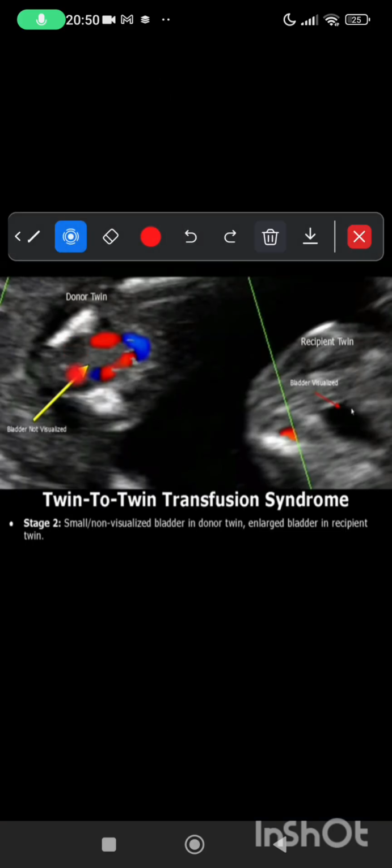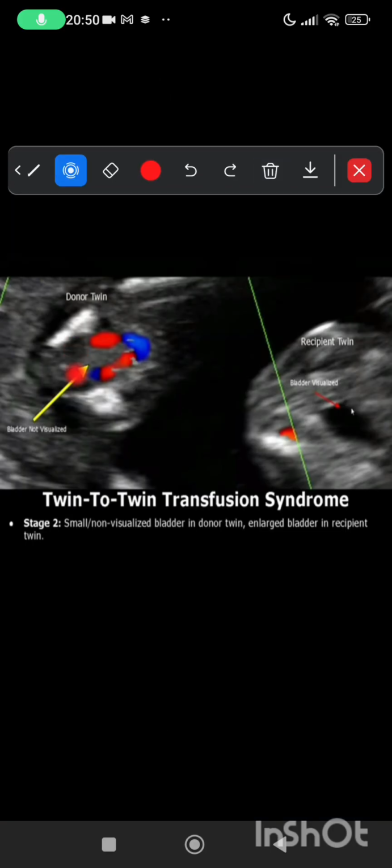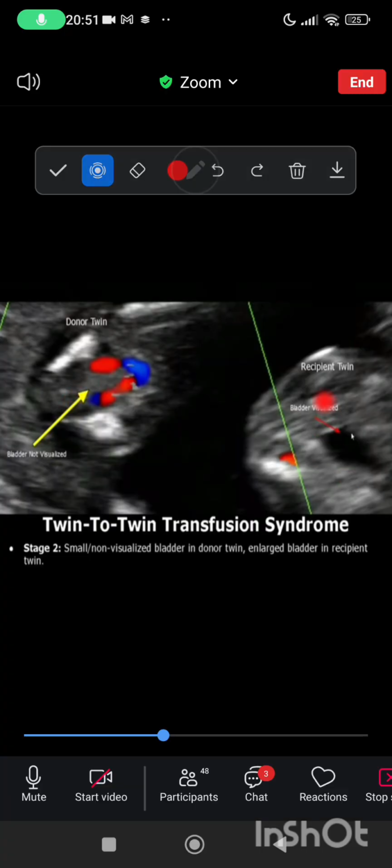So again here we can see, which arteries form a V shape around the urinary bladder? Two umbilical arteries we can see forming a V shape around the urinary bladder. So here in the donor twin, no bladder is visualized. In the recipient twin, it is visualized and it is more prominent. So it suggests stage 2.